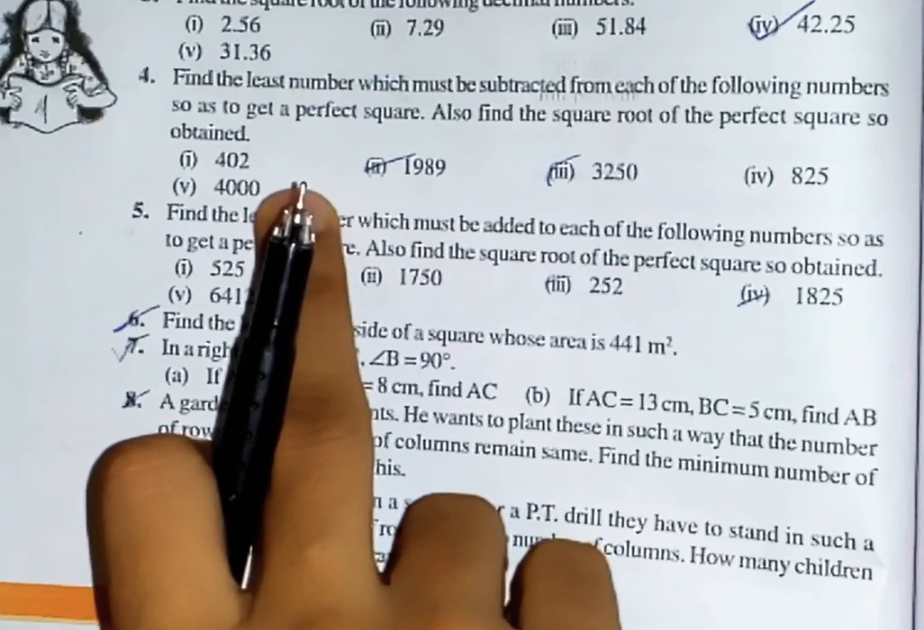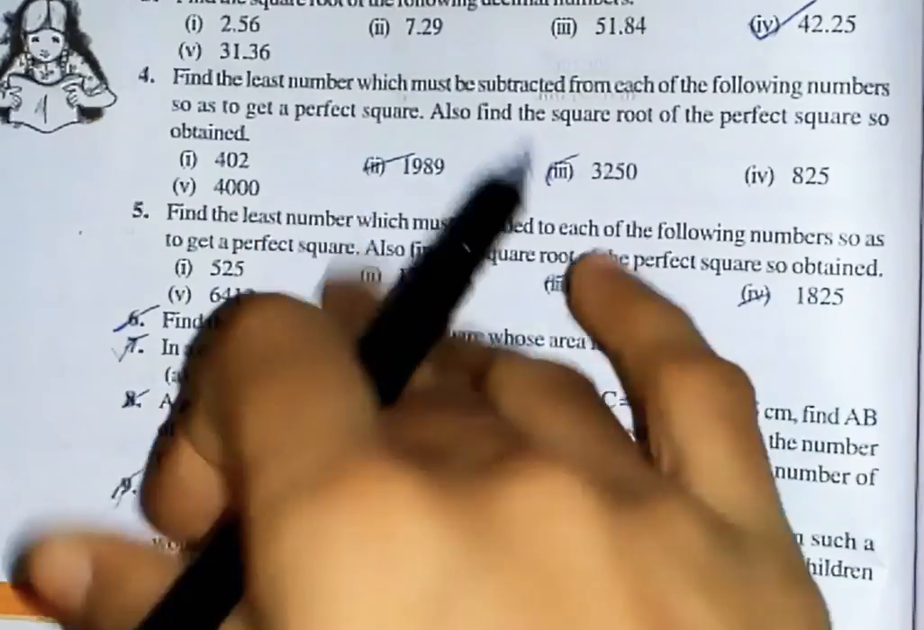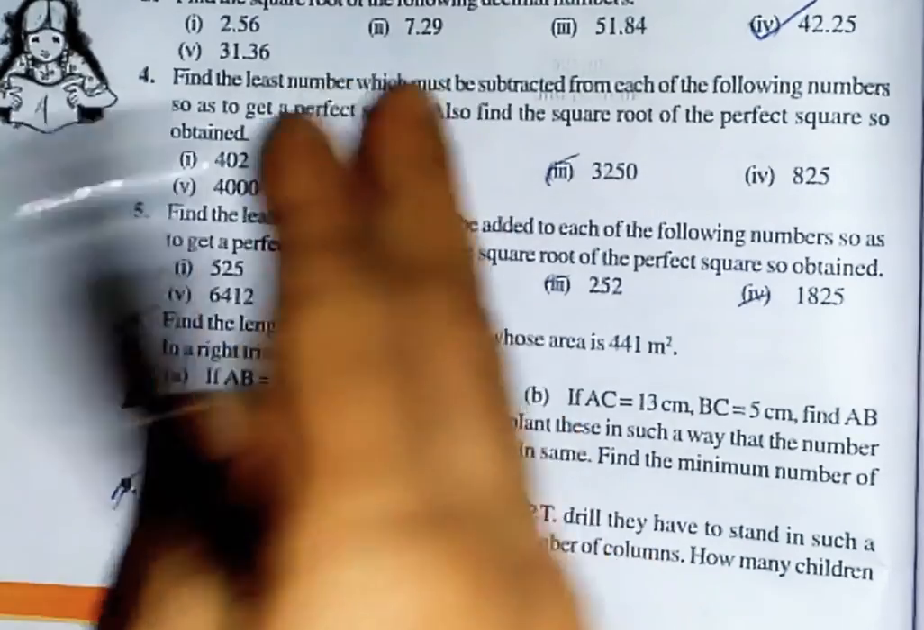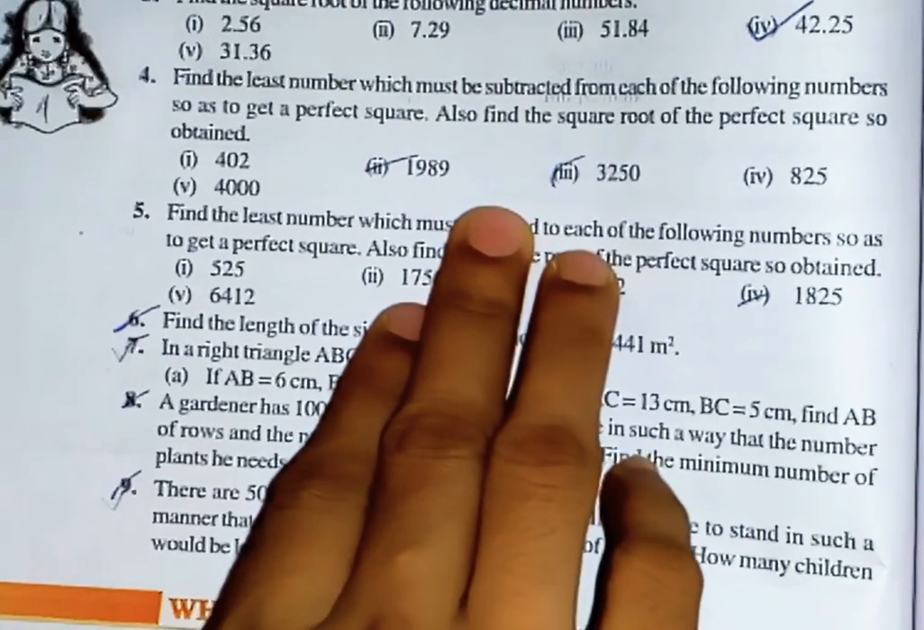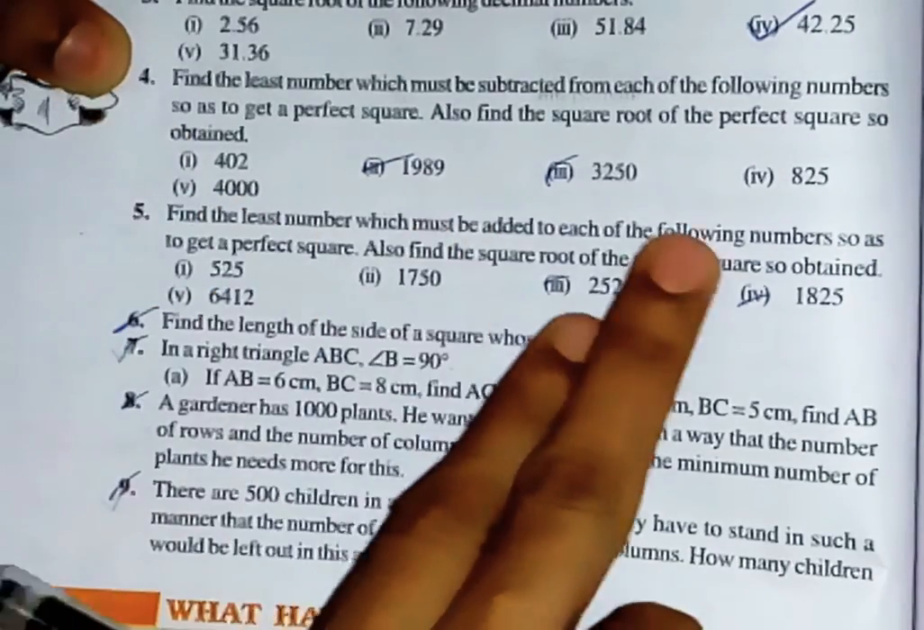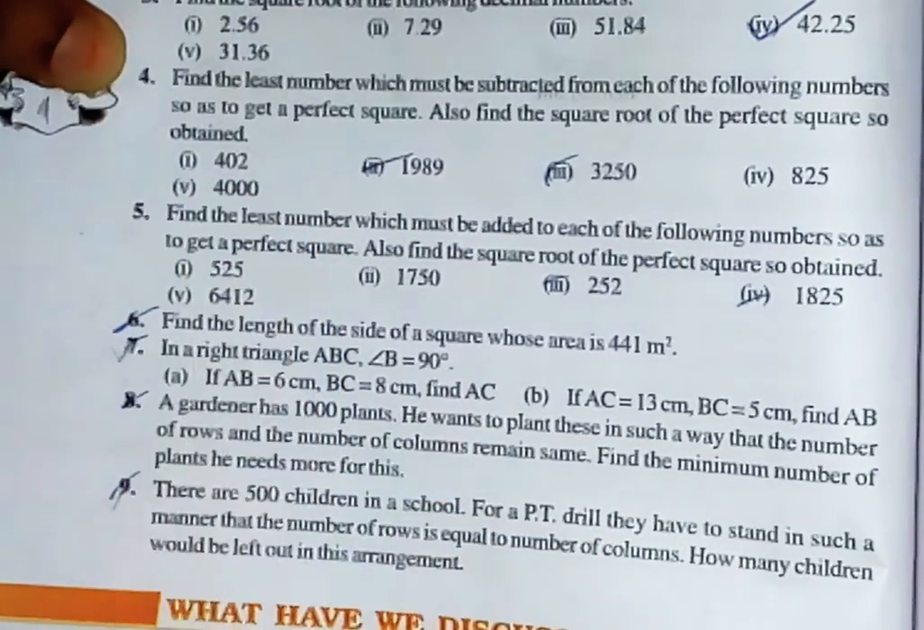So again here we will use the long division method. We have already seen in the previous video which number is to be multiplied and which number is to be divided. Similar type of question we have seen. So let us start question number 4. One by one we will see the solution of this.